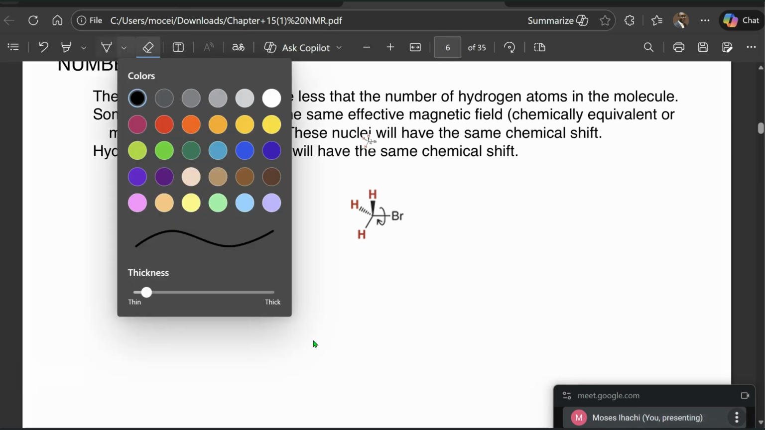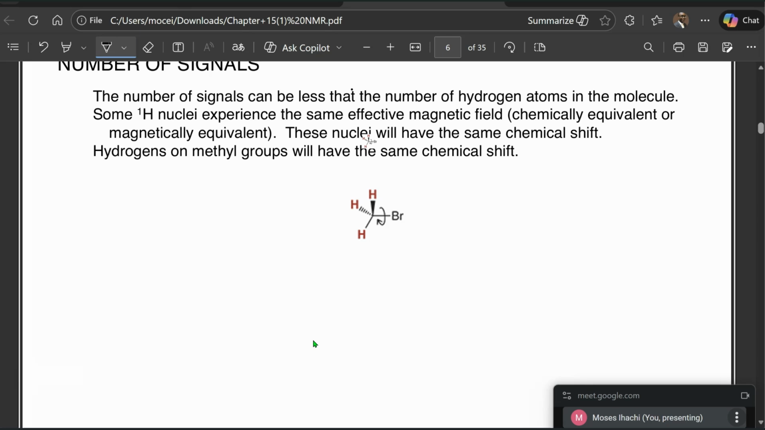I already told you this. It's dependent on what? What calls for the number of signals? Dependent on what? The number of hydrogens? No, that is splitting. Magnetic field? No, you're overthinking. Wait, what's the question? I need to hear it again. The question is, what dictates the outcome of number of signals in a spectrum?